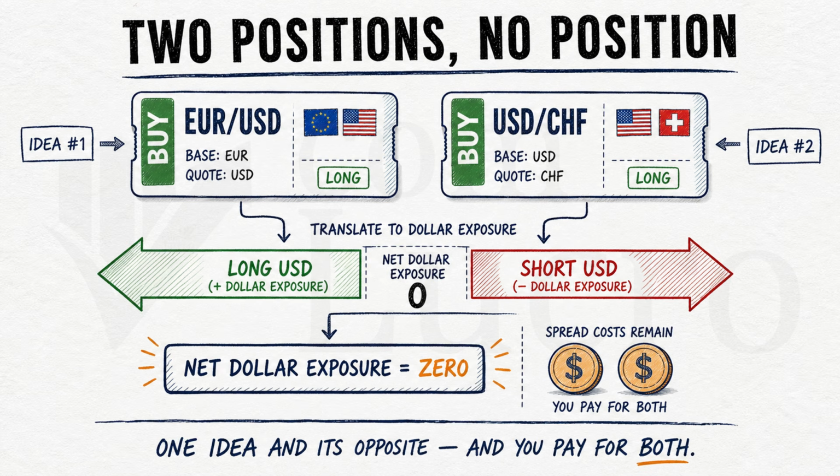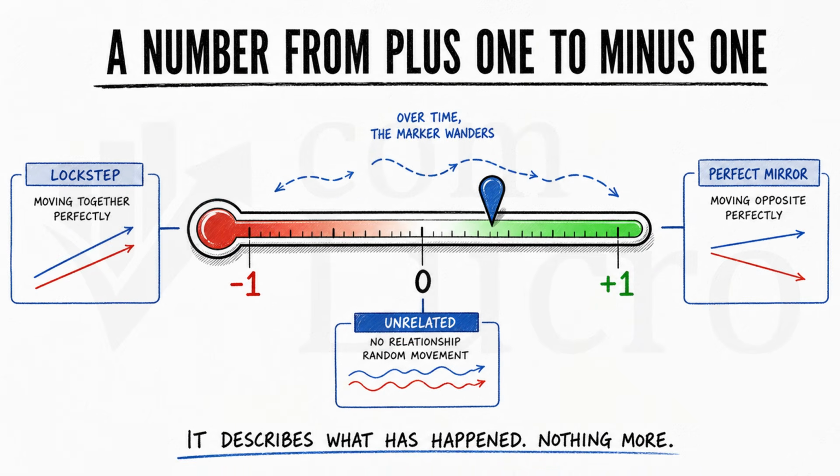Buying Euro USD and buying USD CHF feels like 2 ideas. It's actually 1 idea and its opposite. You're short dollars on one screen and long dollars on the other, mostly canceling yourself out, and paying 2 spreads for the privilege of holding almost nothing. 2 positions? No position.